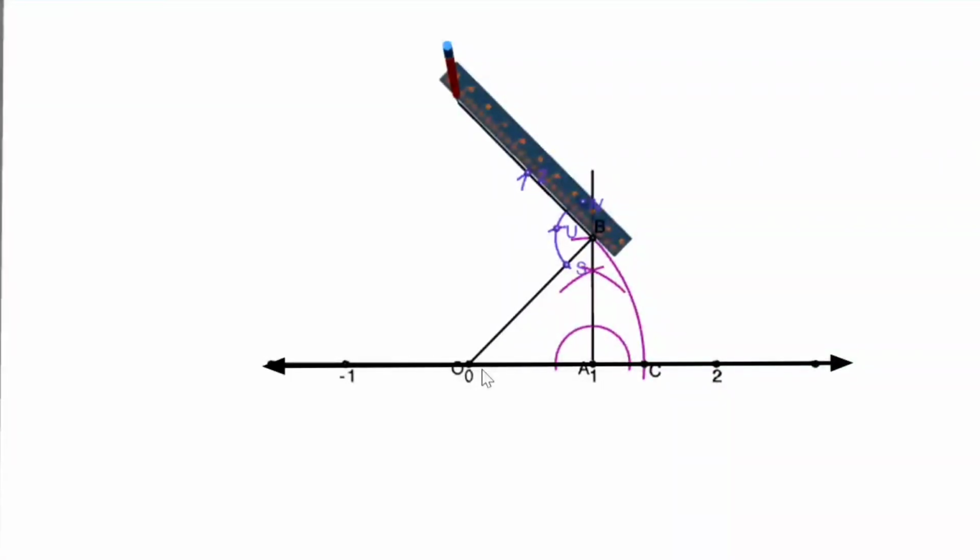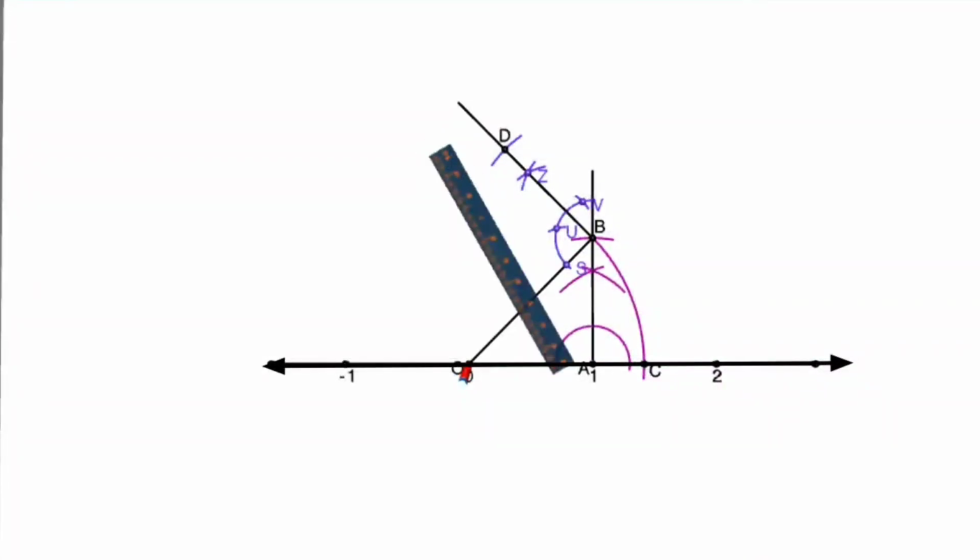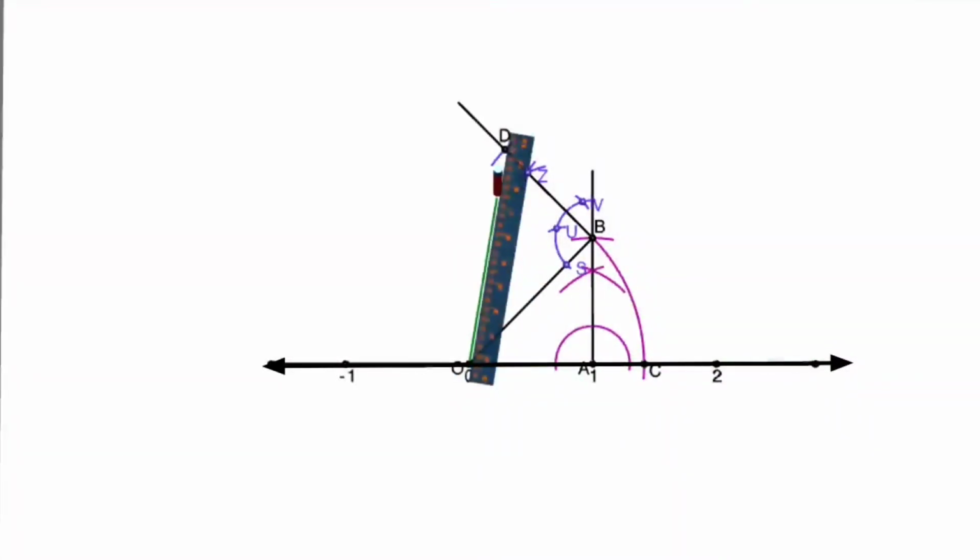Now, OB is of root 2 units. So with B as center and radius equal to 1 unit, I make an arc. Wherever this arc is intersecting the line segment BZ, I mark it as point D. I join OD with the ruler, and then the length that I get, OD, is equal to how much? Then this length OD is equal to root 3 units.